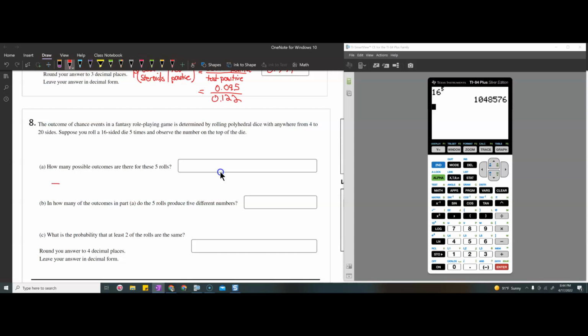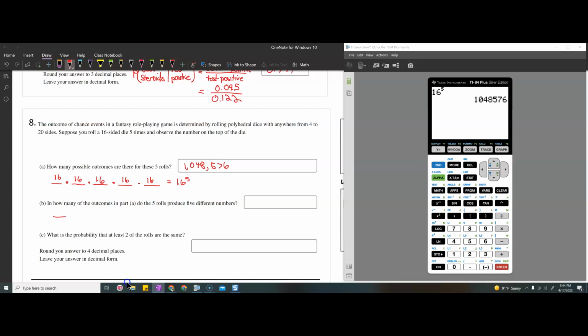Well, you're rolling it 5 times. So I'm going to put there, I got 5 slots to fill. And each time there's a possibility of 16 numbers coming up. So that would be 16 to the 5th power. $1,048,576.